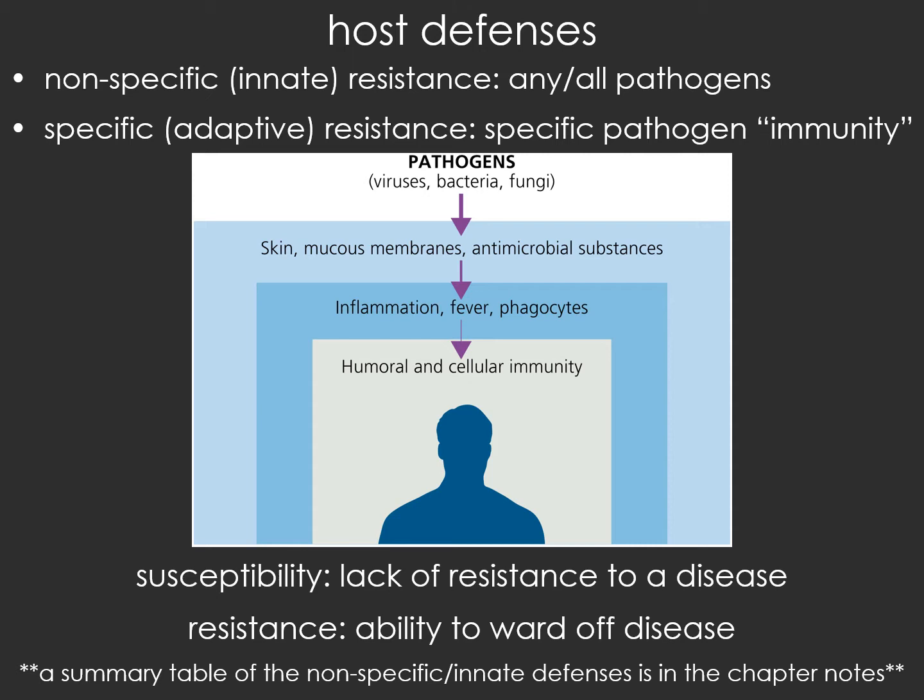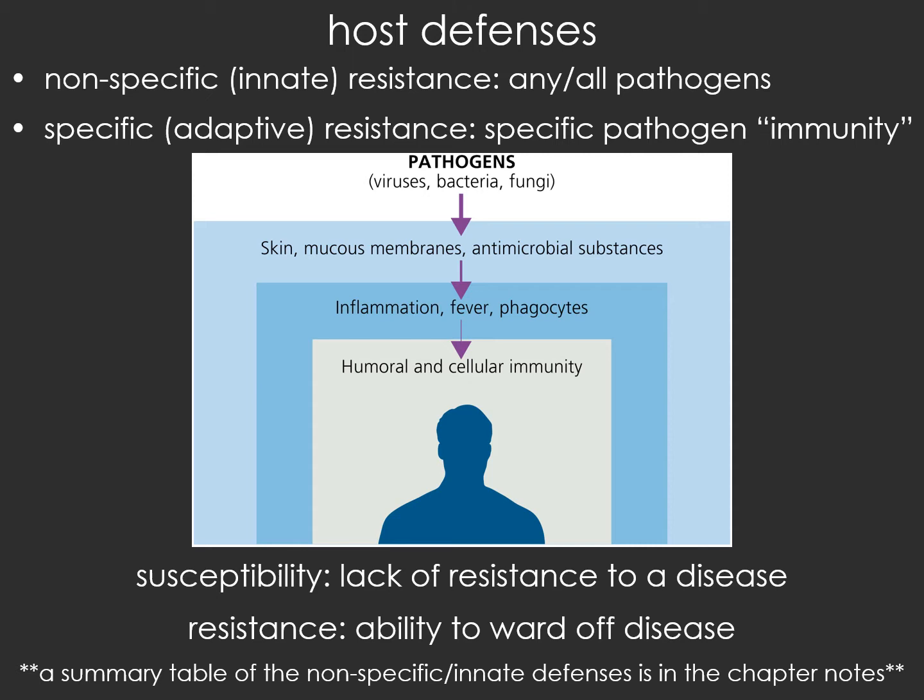Now, if all of these defenses are engaged, and still we have microorganisms colonizing the body, then the immune system comes on board. And we're going to find in Chapter 17 that the immune system actually is further divided into what are called the humoral and cellular or cell-mediated branches of the immune system.